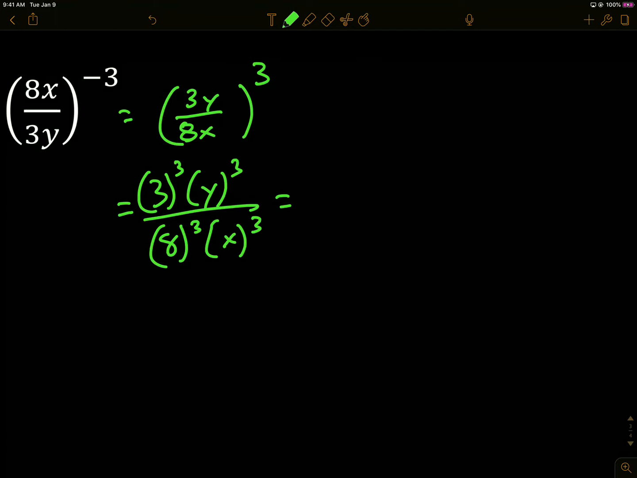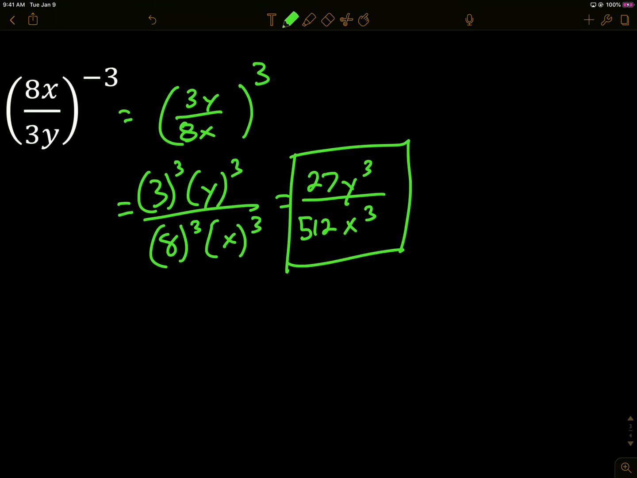So 3 to the 3rd is what? 27 times y to the 3rd. 8 to the 3rd is 64 times 8. I don't know what that is. I'm going to bust out the calculator. 512 x cubed.